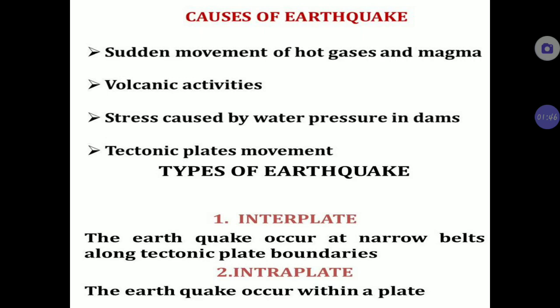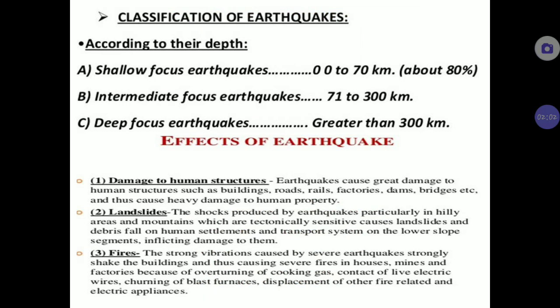Next, types of earthquake. The earthquake that occurs at narrow belts along tectonic plate boundaries is called interplate earthquake. The earthquake that occurs within a plate is intraplate earthquake. It is also further classified based on depth, such as shallow focus earthquakes with a distance of 0 to 70 km, intermediate focus earthquake 71 to 300 km, and deep focus earthquake greater than 300 km. Among the three, 80% of earthquakes come under shallow focus earthquakes.